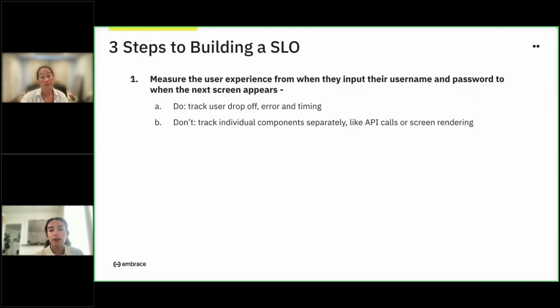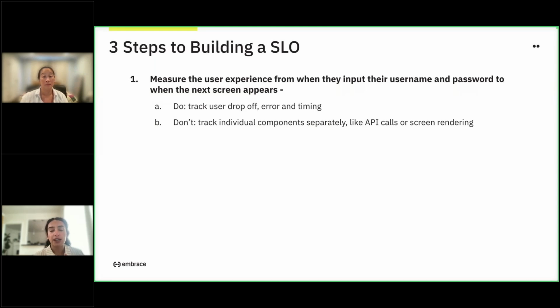So, a couple of do's and don'ts to consider at this stage of the process. Number one, do track the user drop off and error rates, as well as the time it takes to complete the activity in its entirety. What you don't want to do is just track the individual components separately in this flow.